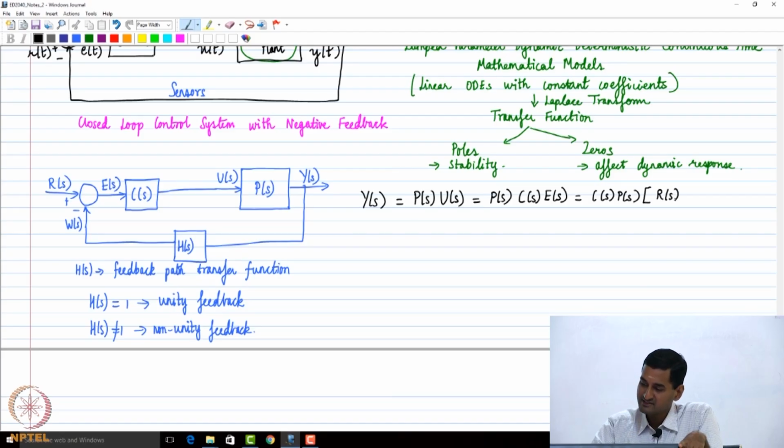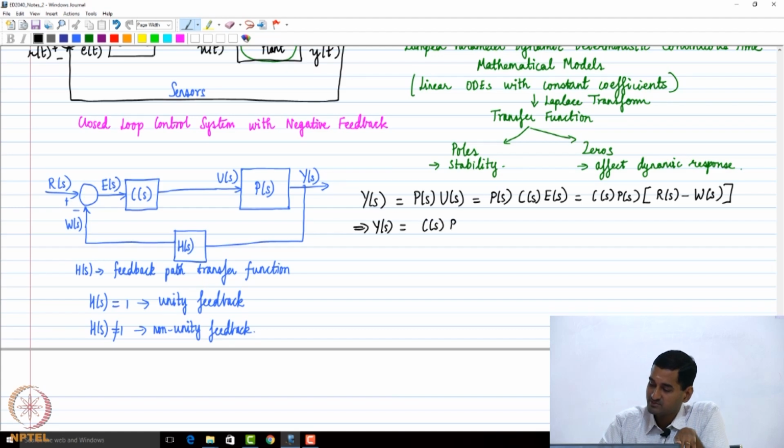R of S minus W of S. I'm just writing in the same stretch. So this implies that Y of S is going to be equal to C of S, P of S times R of S, minus C of S, P of S. What is W of S? H of S times Y of S, right? Do you agree?